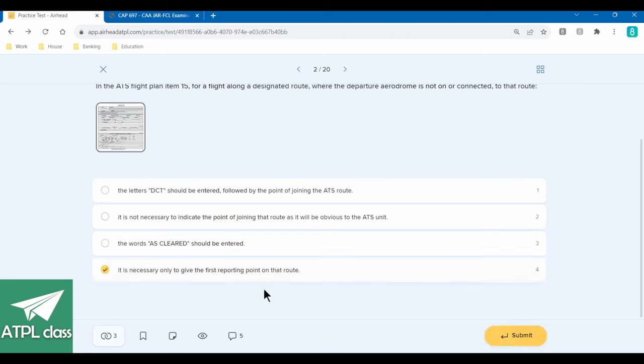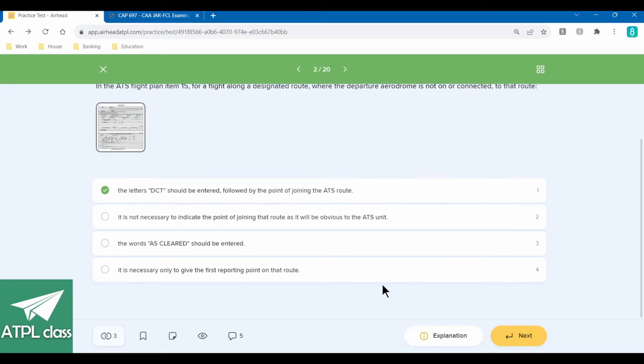I think it's going to be 4, because you do some normal departure procedure out of an airport, whatever they want you to do, and then the first reporting, no, because the first reporting point might be different from the point of joining the route. Yeah, tricky one. Okay, we'll go for this. Might get it wrong, but we'll learn something. We didn't get it wrong.